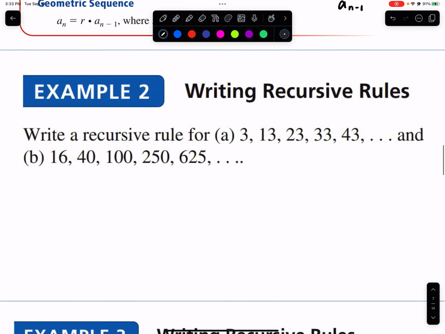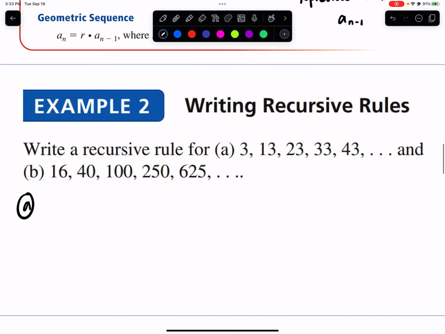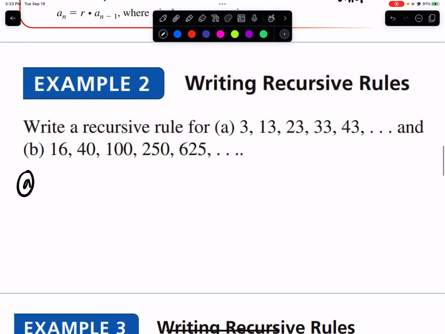All right, so example 2. Part A, we have 3, 13, 23, 33, 43. First thing you want to write, what is your first term? A sub 1 equals 3. Then you're going to write your rule. So A sub n equals my previous term. And then what am I doing here? Well, it looks like I am adding 10 every time. So that is plus my common difference 10.